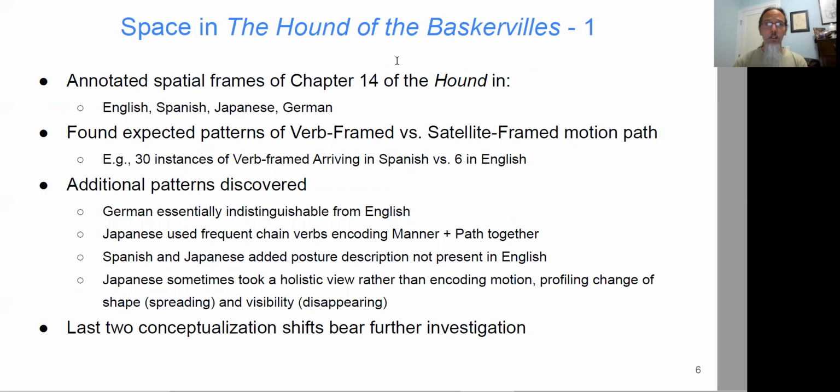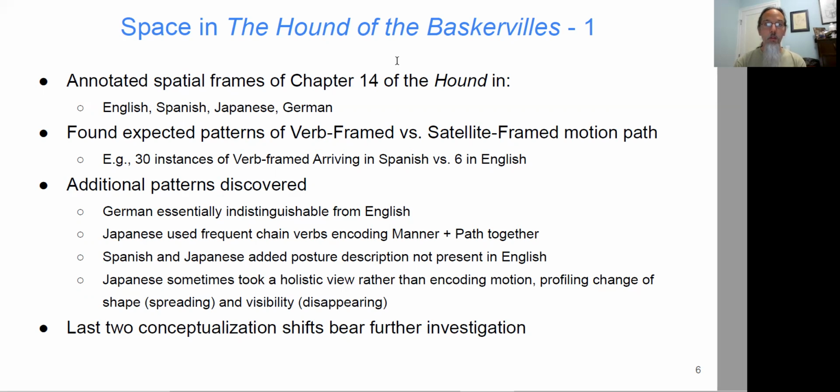Just to motivate the idea that FrameNet could be used in typology, I'm going to outline a study we did of chapter 14 in the Hound of the Baskervilles of spatial language. The languages involved there were English, Spanish, Japanese, and German. And you can use FrameNet to find expected patterns of verb-framed versus satellite-framed languages. So, for example, the Arriving frame is a clear example of verb framing. It's found 30 times in Spanish versus only 6 times in English.